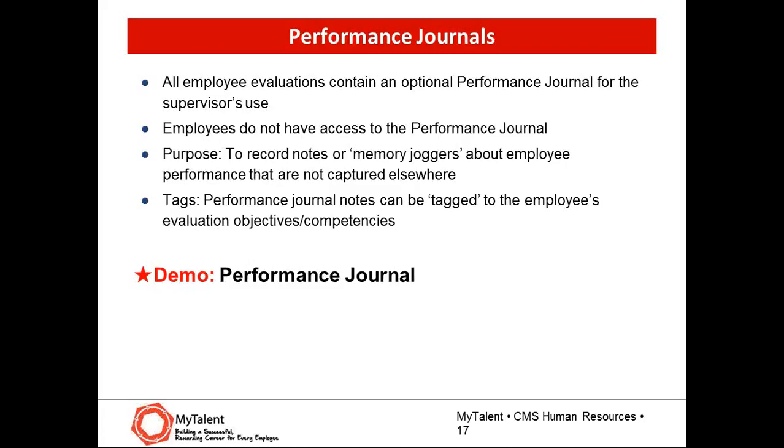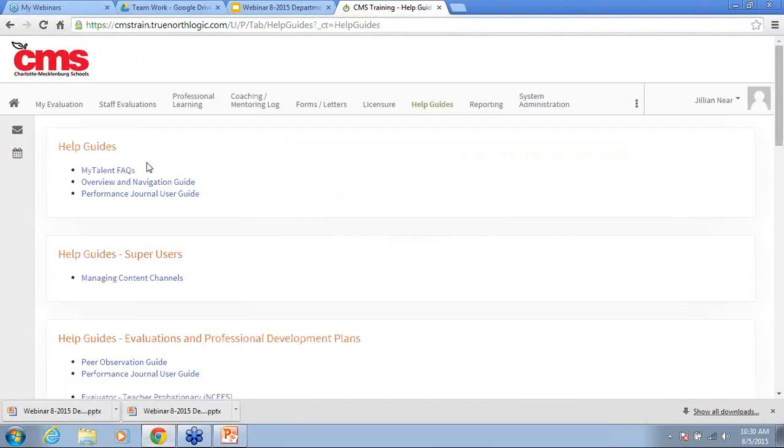The really nice thing is that those performance notes can be tagged to the employee's evaluation objectives or competencies. So when it's time to complete the evaluation at the end of the year, if you've been regularly keeping up with these performance journal notes, then you'll have a pretty good view over the entire year of what that employee's performance looks like for each of the evaluation objectives or competencies that you have notes for. So we want to just show you the performance journal very quickly so that you know where it is and how it works. It's very simple.